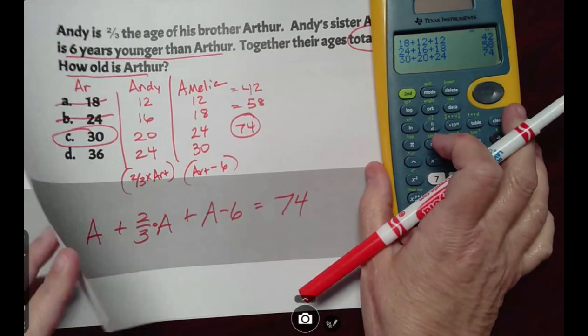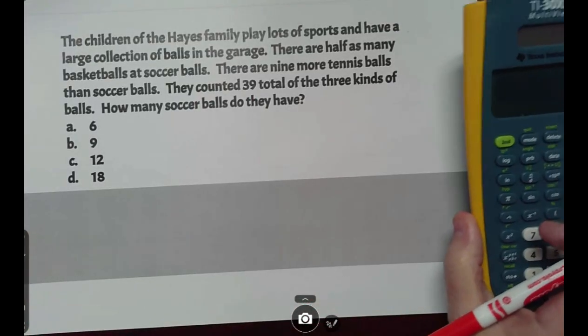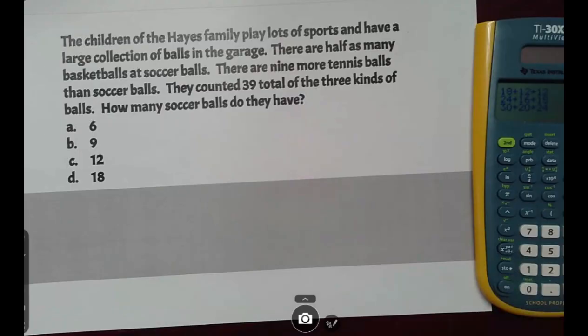I think I have 1 or 2 more. Oh, the children of the Hayes family play lots of sports and have a large collection of balls in the garage. There are half as many basketballs as soccer balls. There are 9 more tennis balls than soccer balls. They counted 39 total of the 3 kinds of balls. How many soccer balls does the family have?